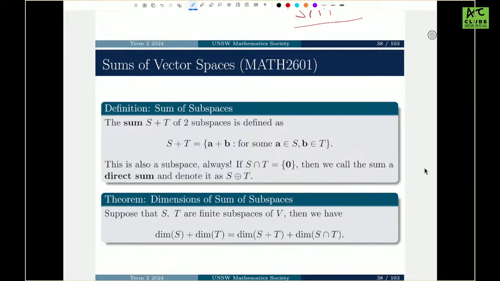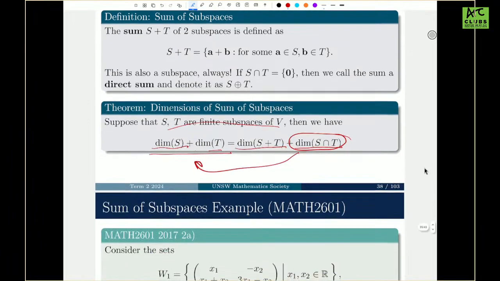Okay, dimensions of sum of subspaces. For finite subspaces, we have the dimension of S plus the dimension of T equals the dimension of S plus T plus the dimension of the intersection. Usually I think about it with the intersection on the other side by subtracting it. So the dimension of S plus T is the sum of the dimensions minus the dimension of their intersection.